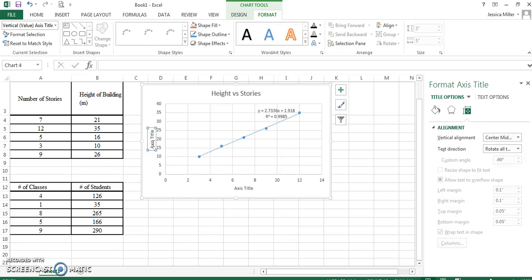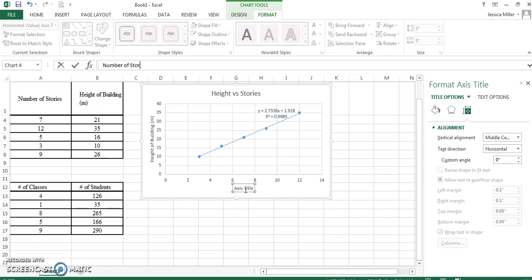I'm going to go ahead and fix these titles. Now my y variable is the height of the building, and when graphing you need to make sure that you put your units here. My units are meters. And this axis title is the number of stories, and of course the unit that we would be talking about here would be stories, so I don't have to add anything in parentheses there.